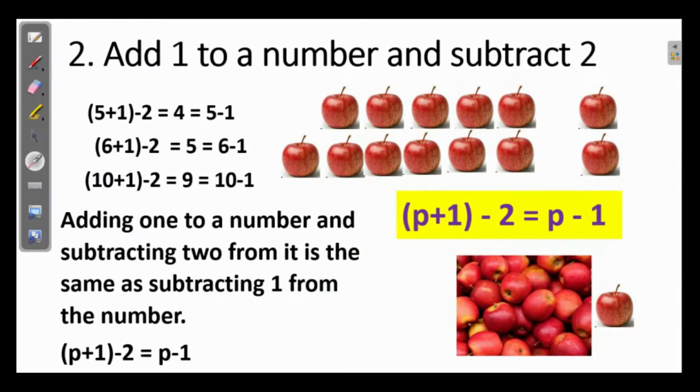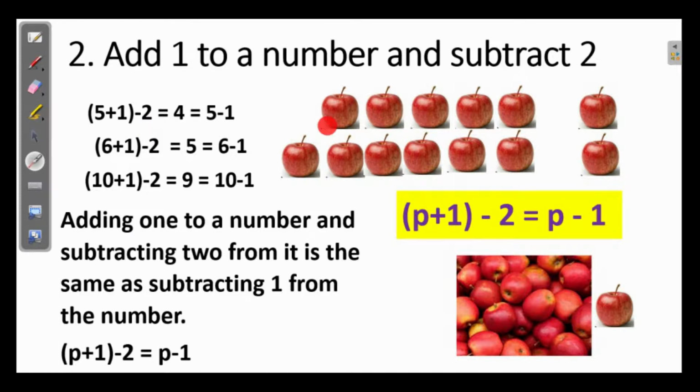We are doing it with the apples. If we want, you can do it with carroms, coins, buttons, broken pieces of bangles, anything else. Learn it by doing. Add 1 to a number and subtract 2. First, I have taken 5 as the number. Add 1 to a number means 5 plus 1. Subtract 2 means minus 2. And we have to write it in another way.